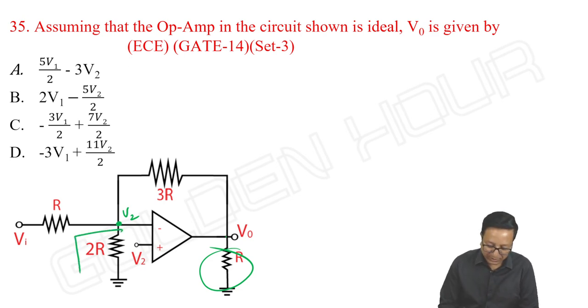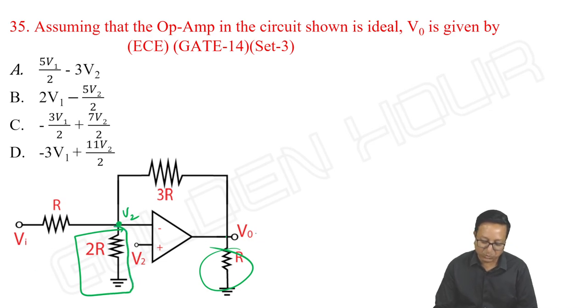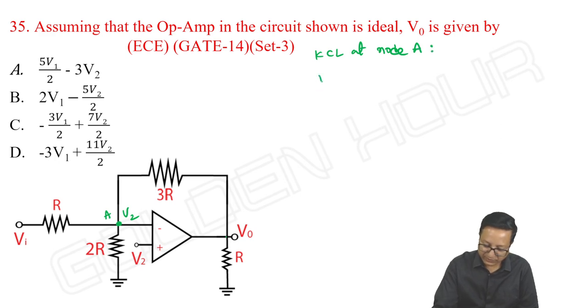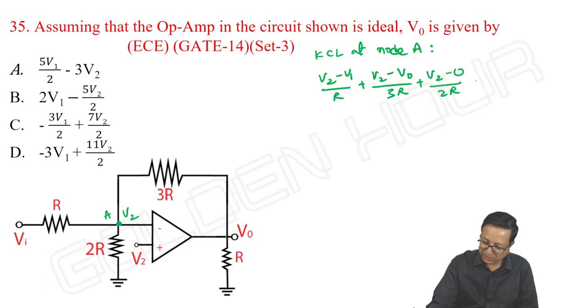If this 2R is not present, then directly I might have written V output is minus 3R by R into V1 plus 1 plus 3R by R into V2. I might have written. But this 2R is present. So I can't take that. So apply KCL at node A. It is V2 minus V1 by R plus V2 minus V output by 3R plus V2 minus 0 by 2R is equal to 0.